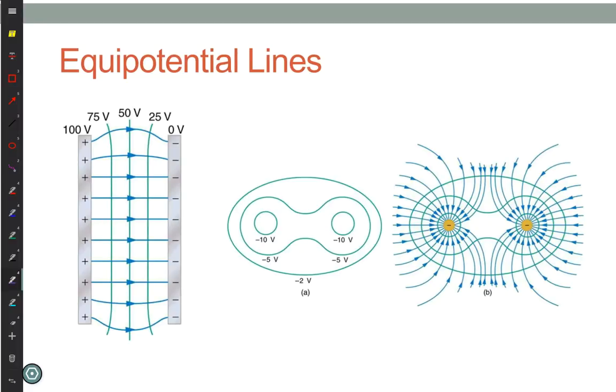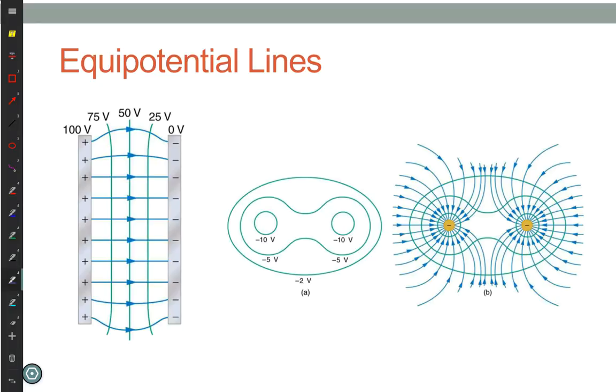Equipotential lines is where I'm going to have to stop. We talked about electric field lines. Electric field lines are lines of force. They tell you the direction the force is going to be on a charge. Equipotential, what does equi mean? It means equal, the same. So equipotential lines are lines that have the same potential. In this case, we mean the same electric potential or voltage.